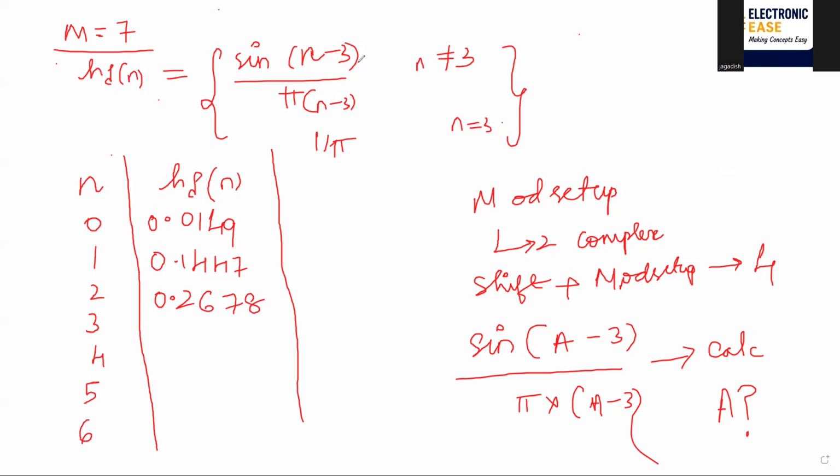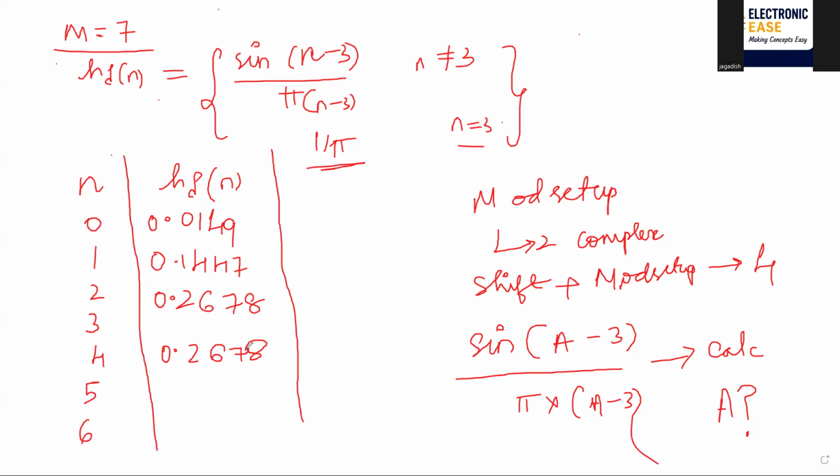But for 3, don't substitute. This expression you are supposed to use whenever n is not equal to 3. For n equal to 3, it will be 1 divided by pi. That we will do later. So now again press calc, press 4. You will be getting 0.2678.